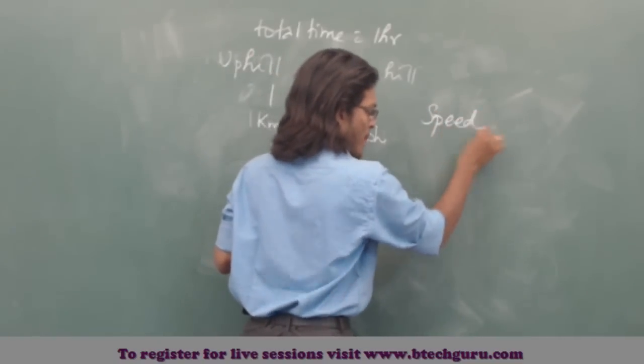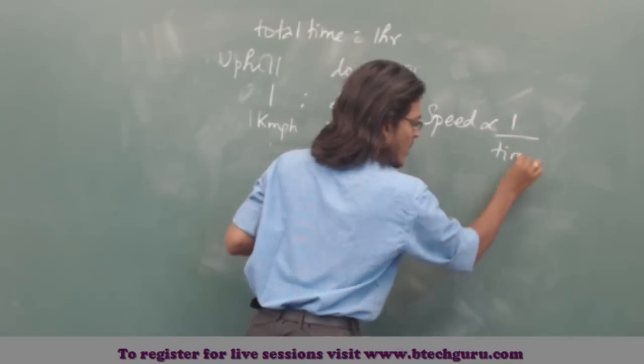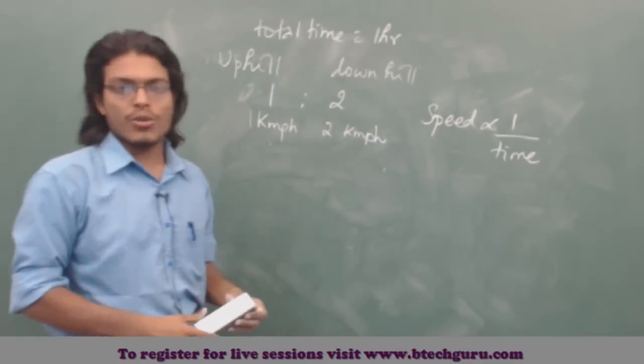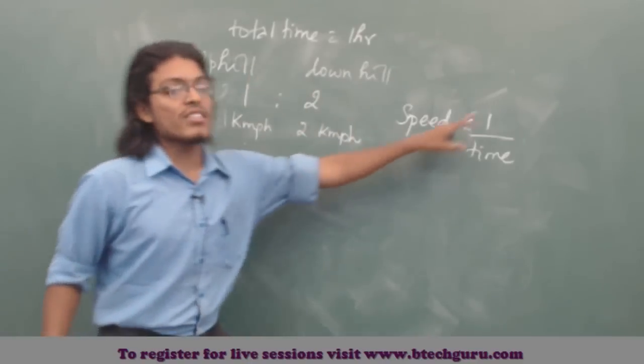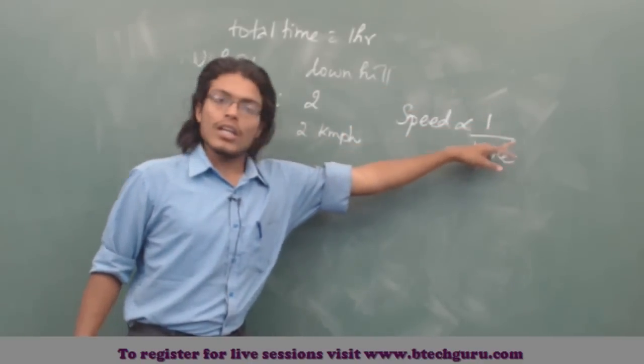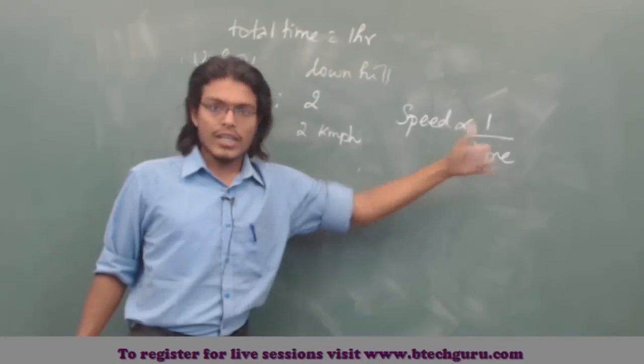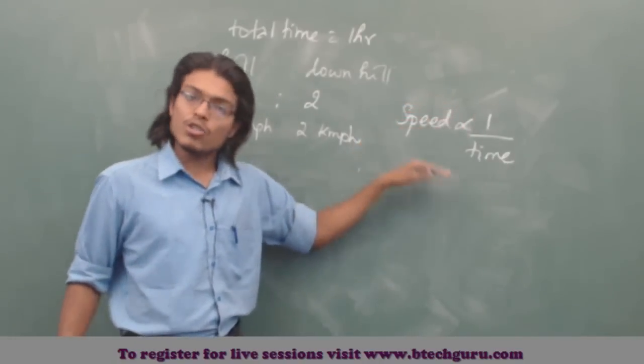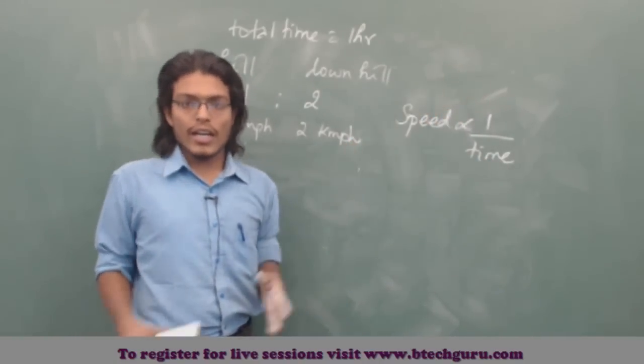Speed is inversely proportional to time. This thing is more than enough. Speed is inversely proportional to time. If you travel at a higher speed, you will reach the point in a very short period of time. If you travel at a slower speed, it will take a longer time.